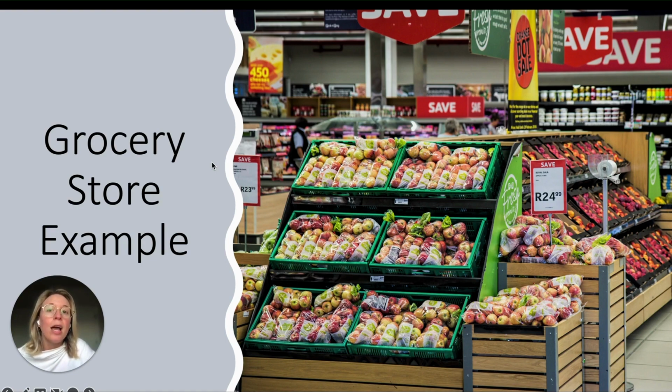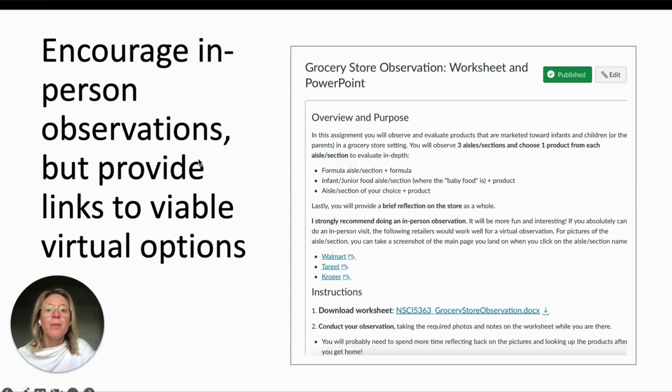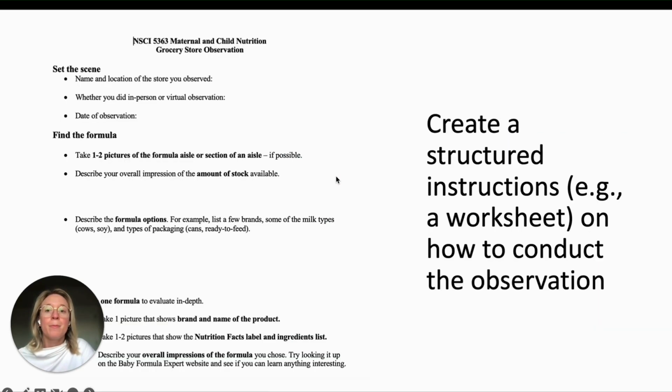In my maternal and child nutrition class, I had students visit a grocery store, either in person or online, to observe the infant formula aisle, baby food aisle, and a section of their choice that might contain food fit for infant consumption. When designing the assignment, I looked up specific grocery stores where the online shopping experience would allow students to successfully complete the assignment and provided links to those locations in the assignment instructions.